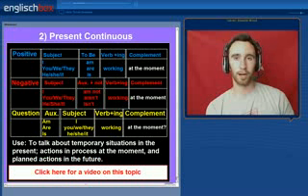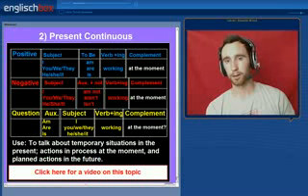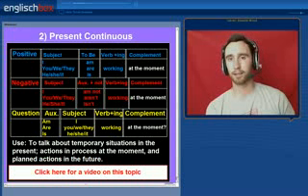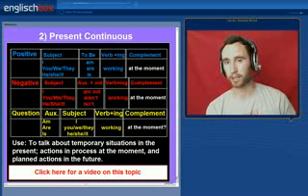In the question, you have to invert the auxiliary, the verb to be, and the subject. So am I, are you, or is he? For example, are you working at the moment?